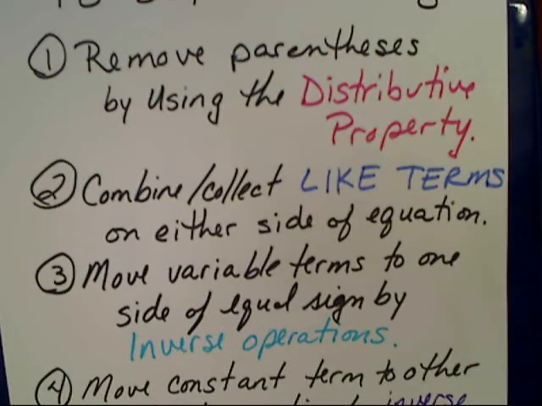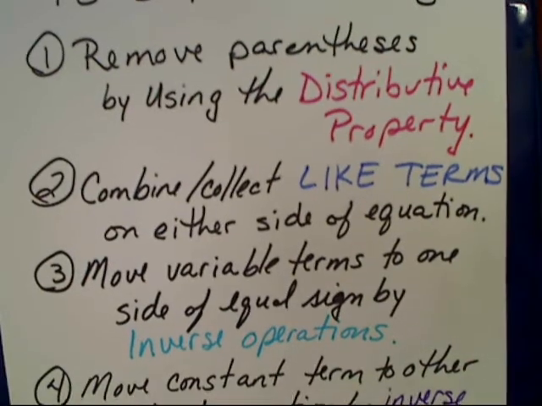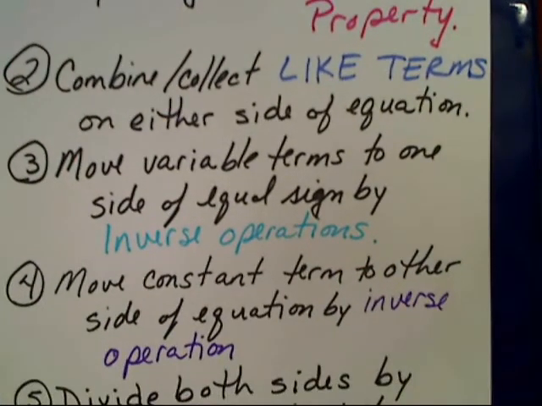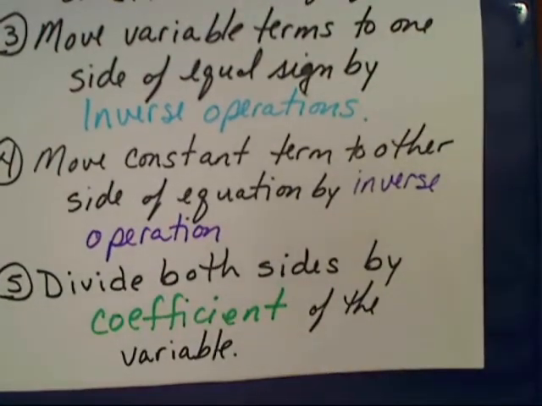Move your variable term to one side of the equal sign. We'll add or subtract to do that. Move the constant term to the other side of the equal sign by adding or subtracting as well. And then divide both sides by the coefficient, or that number in front of the variable. Those are your steps to solving a linear equation. Remember, you can always check your answer to know if you got it right for sure.